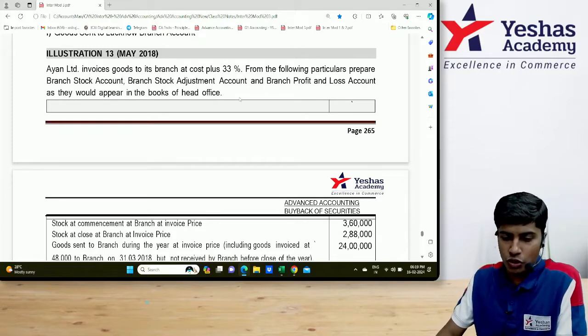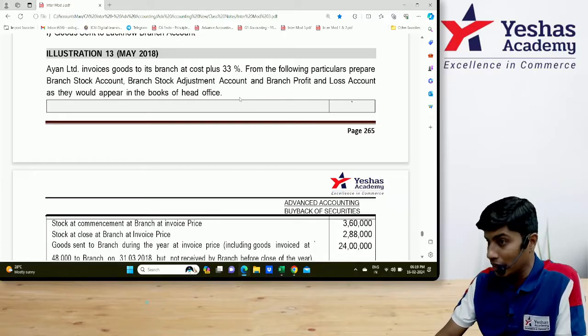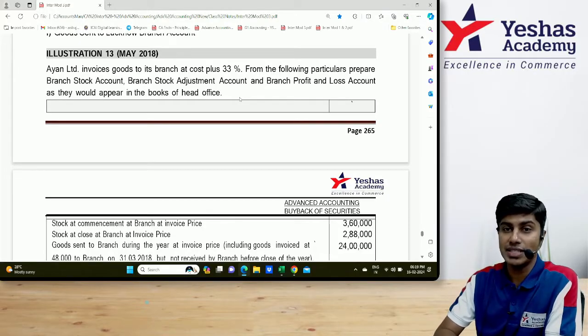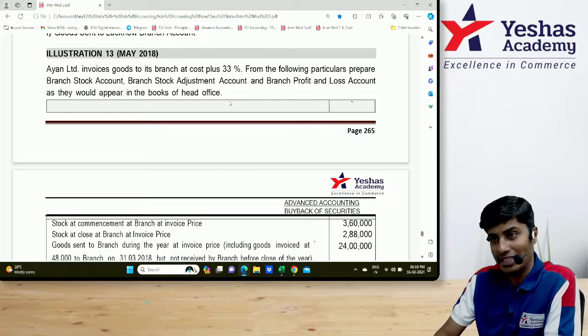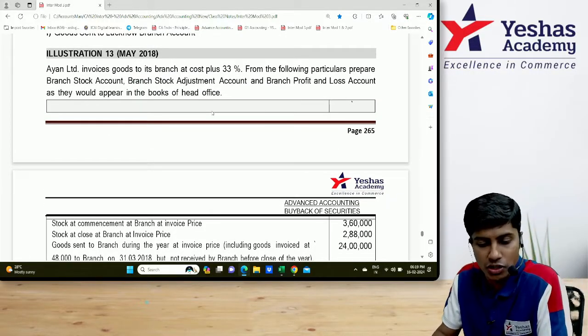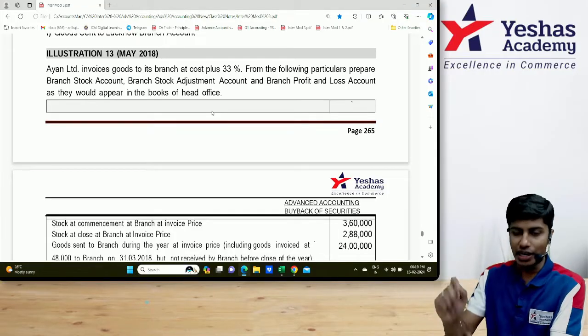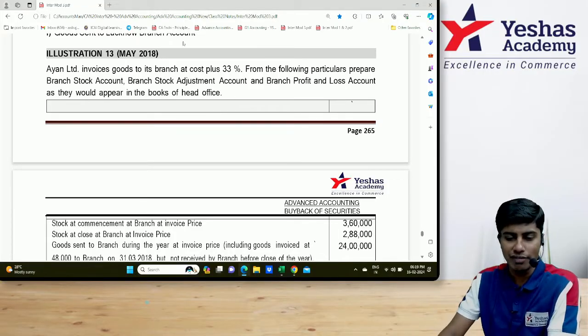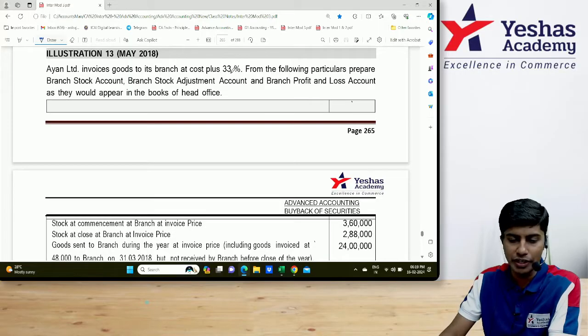Let's now solve a question on the stock debtors method of branch accounting. This is a May 2018 examination question. Ion Limited invoices goods to its branch at cost plus 33%. Underline that, cost plus 33%. You have a little place left there, make it 0.33. So it is not 33, it is 33.33.